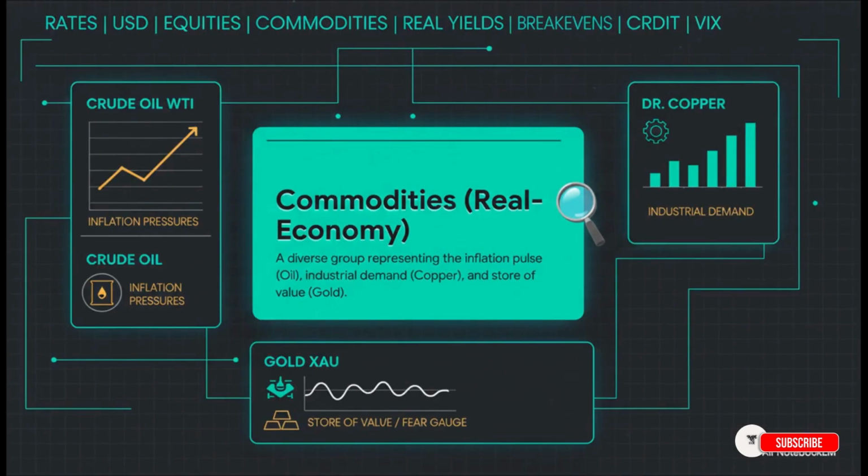And finally, we have commodities. This is our direct line to the physical, real economy. But you can't just lump them all together. Oil gives us a read on inflation. Copper, they call it Dr. Copper for a reason, diagnoses industrial demand. And gold often acts as a store of value, kind of a fear gauge. They each tell a different, really important part of the story.